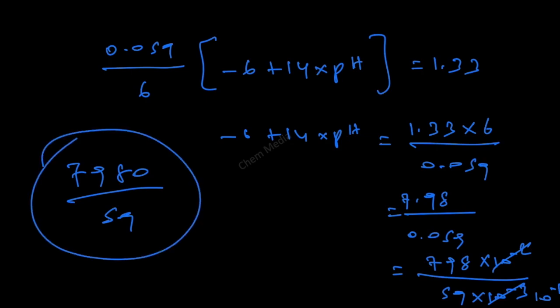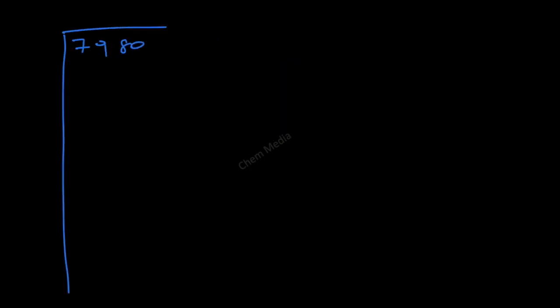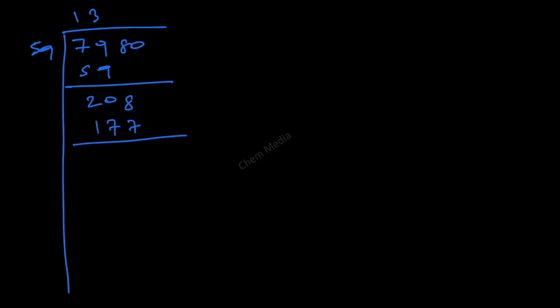This is what we need to figure out now on the right hand side. So let's do the long division. 7980 divided by 59. We can do it one time. So 59, remaining 20. Let's bring down the 8. Now we can do it 3 times. 3 times 59 is 177, remaining 31. Let's bring down this 0 also. So now we can do it 5 times. 5 times 59 is 295, remaining 15.